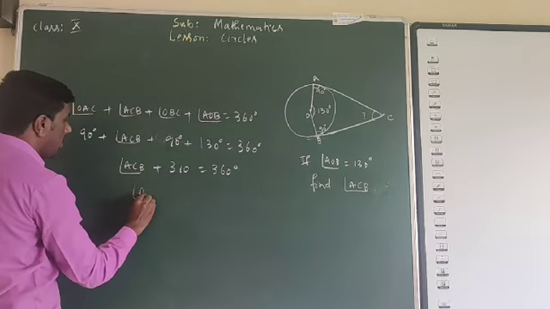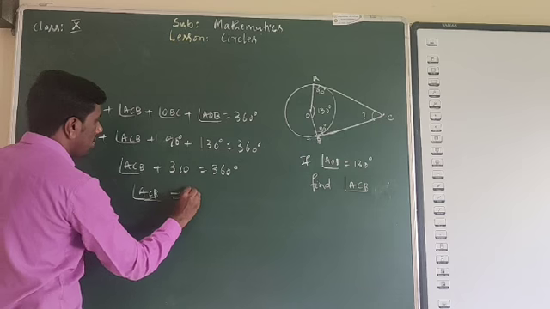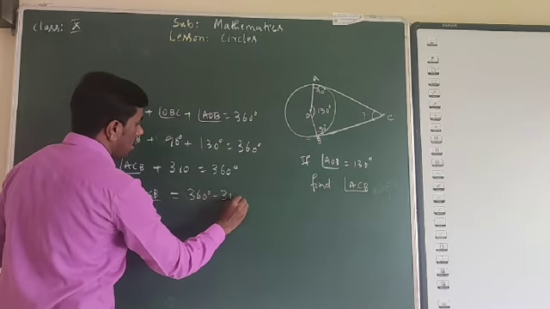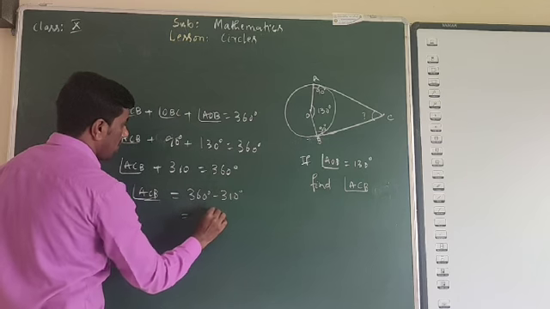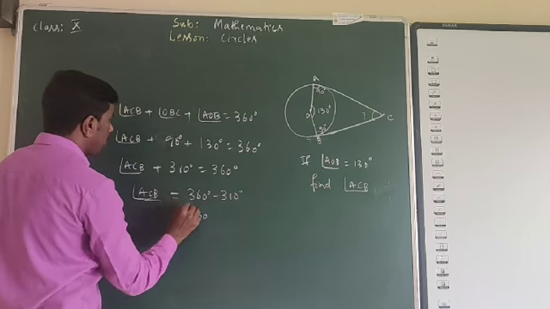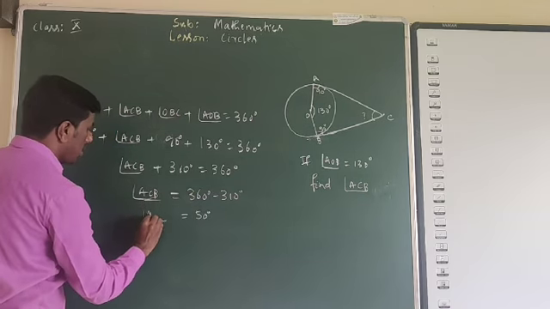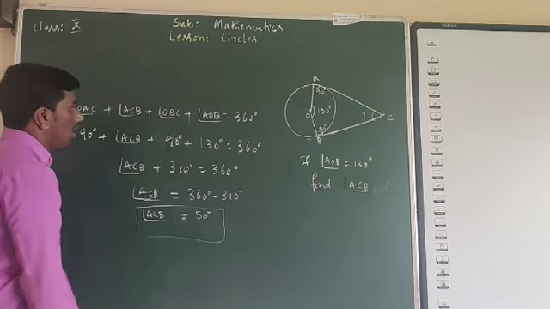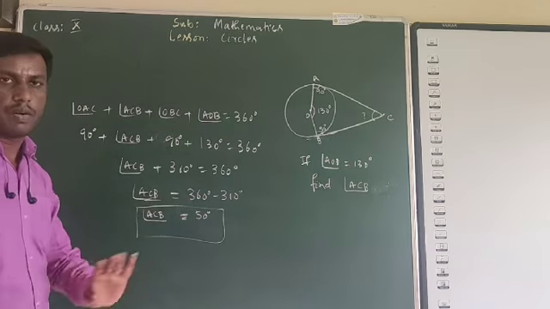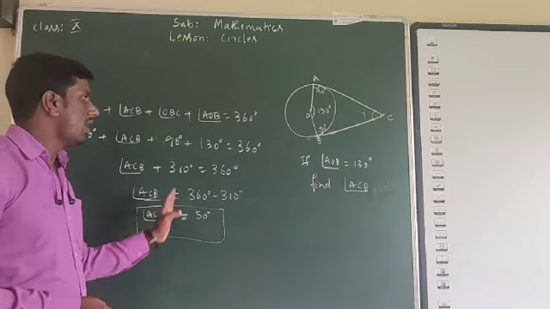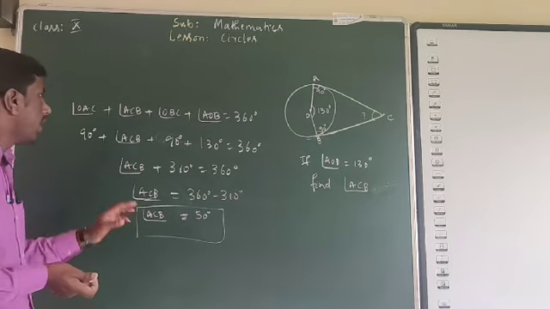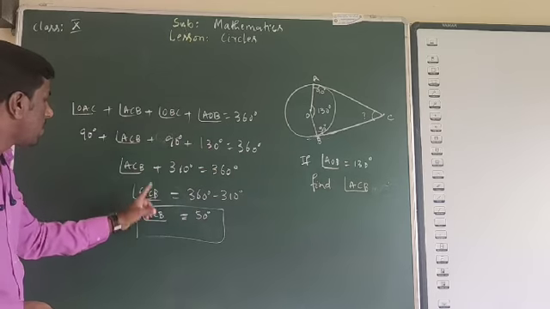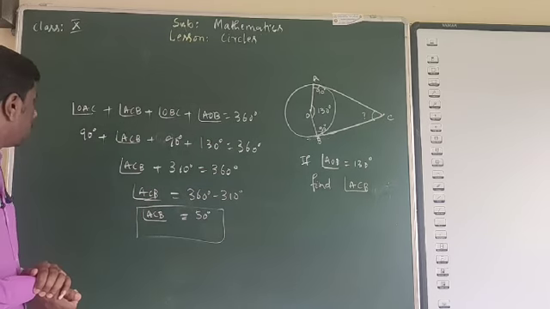So keep angle ACB here only. Send 310 to the other side, it becomes minus 310. So 360 minus 310 becomes 50 degrees. So angle ACB is 50 degrees. This is the required angle. This is a one mark question, so this is enough. No need to write the theory and all. All the angles equal 360 degrees. You substitute the angles and find the missing angle.